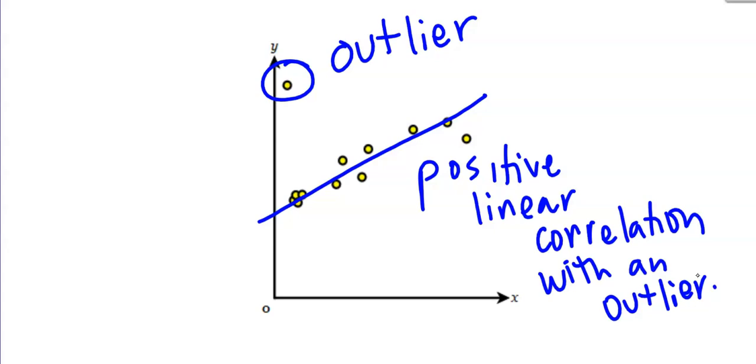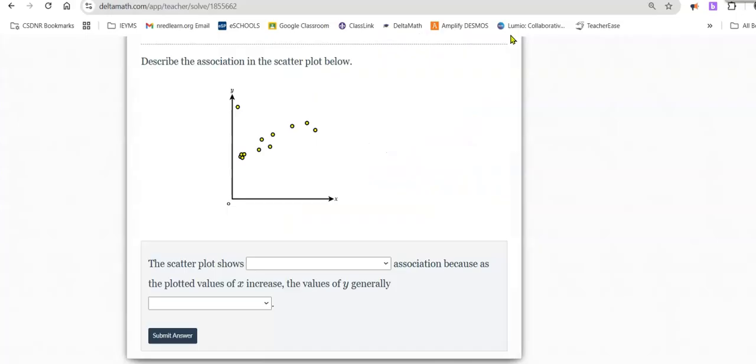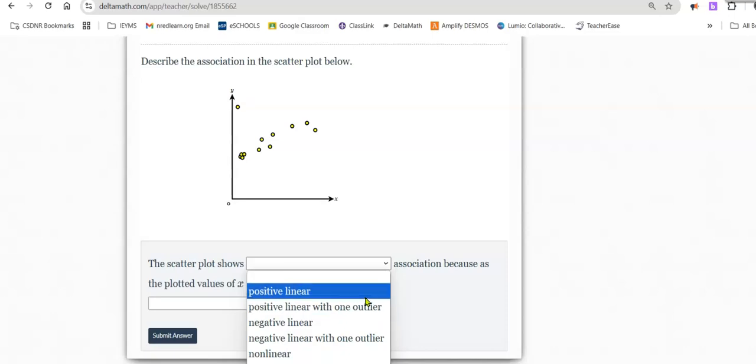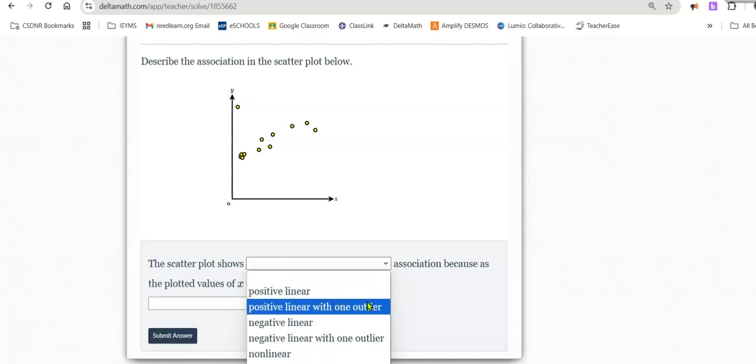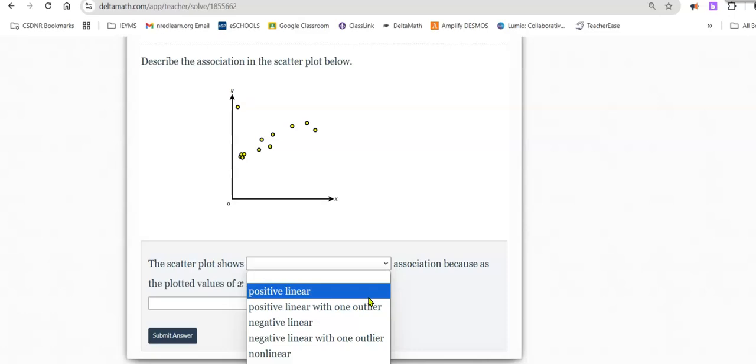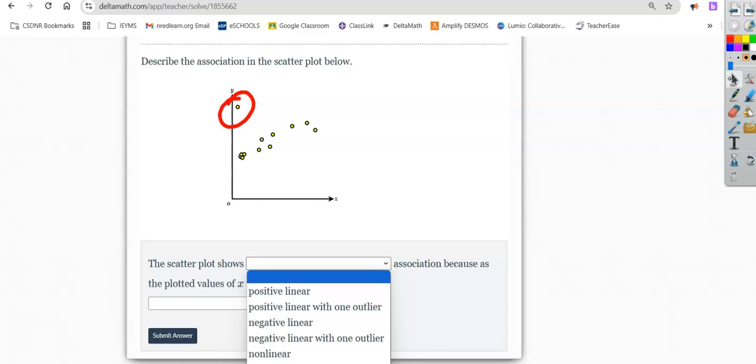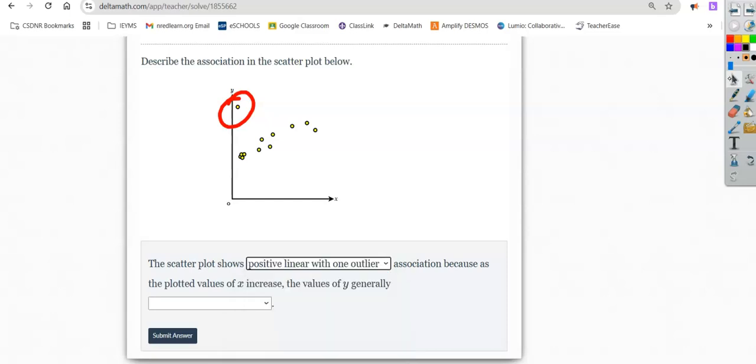Let's take a look at a few examples. Example 1. Describe the association in the scatter plot below. This is a collection of dots that's trending upwards in a linear fashion. So we're going to say that this has a positive linear relationship, and now we have to decide between these two. Take a look at the yellow dots. Are there any that lie outside of the others? We see this dot here. So that makes this an outlier.